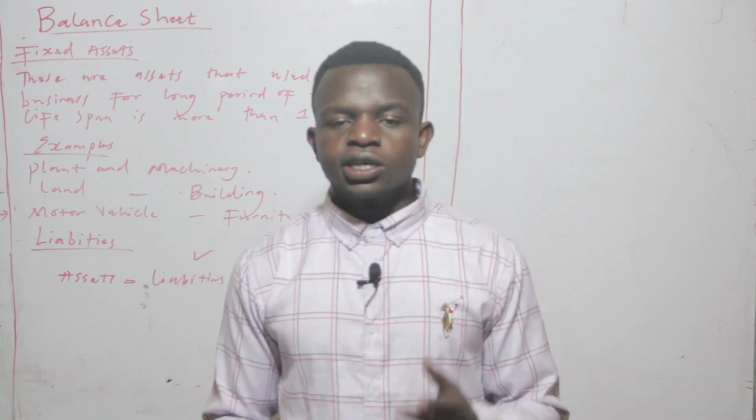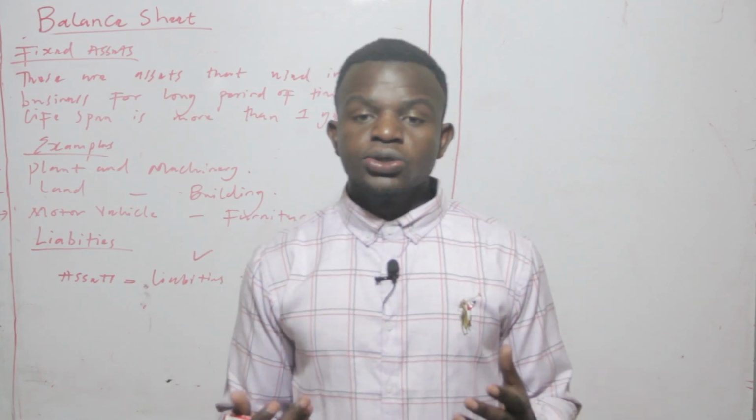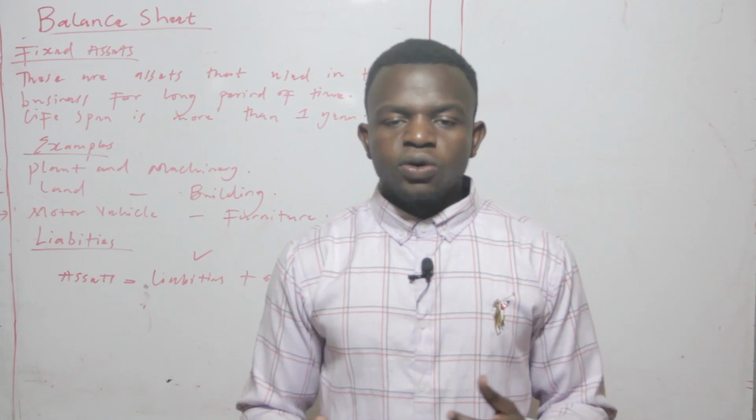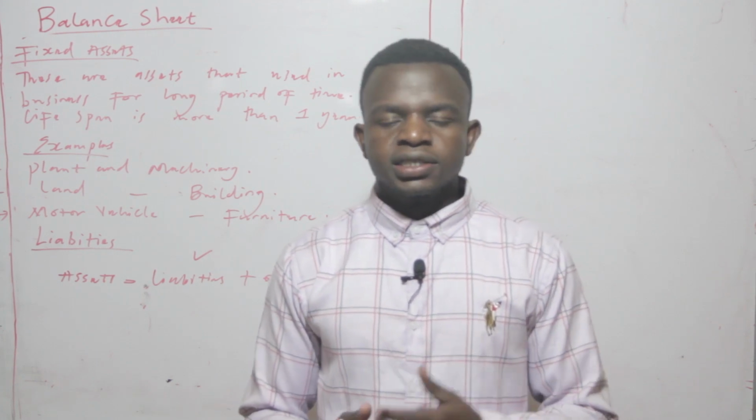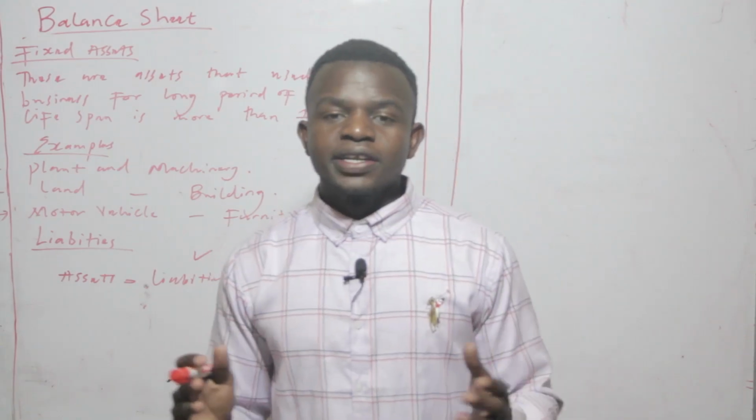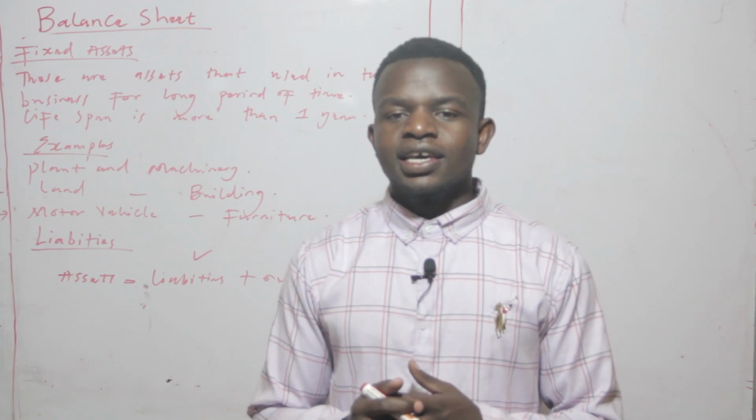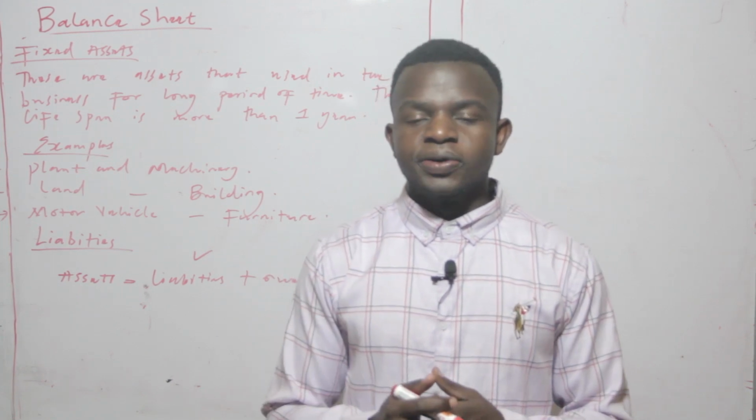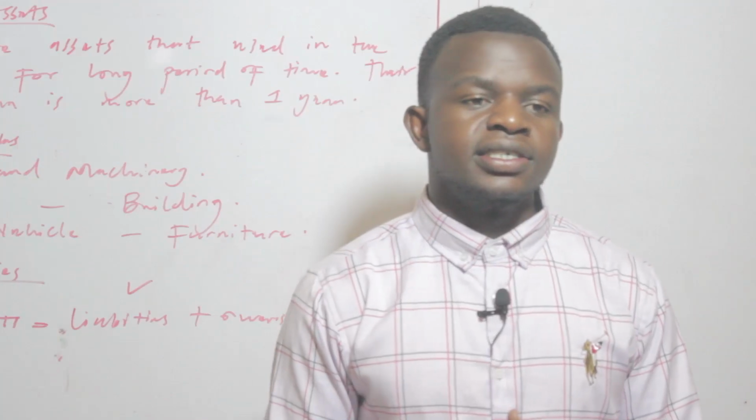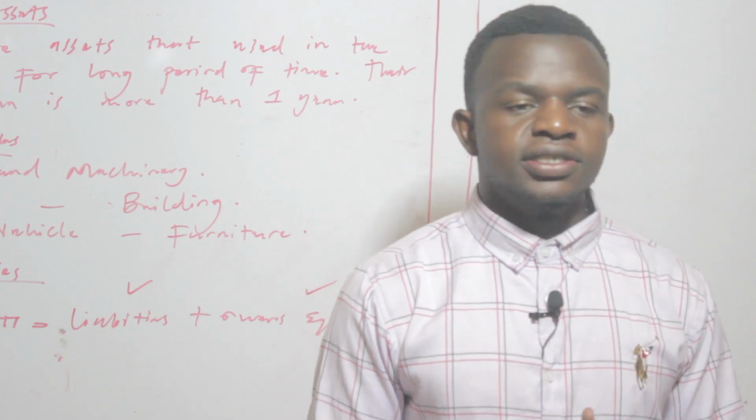So that's the definition of liabilities. And liabilities can be divided into two parts. So we have current liabilities, and we also have long-term liabilities. So what do we mean when we say current liabilities? Current liabilities are defined as debts or financial obligations that have to be paid in a short period of time. And examples of current liabilities, we're having creditors and bank overdraft.